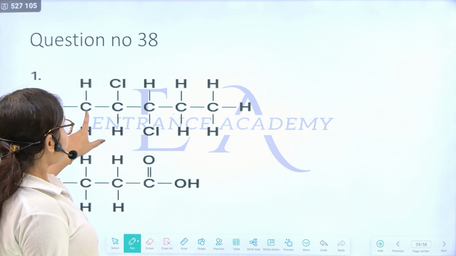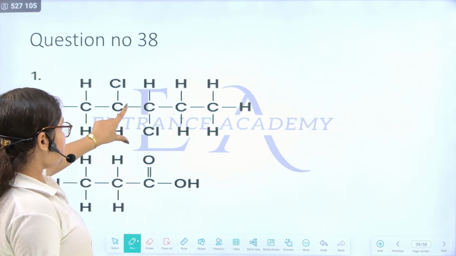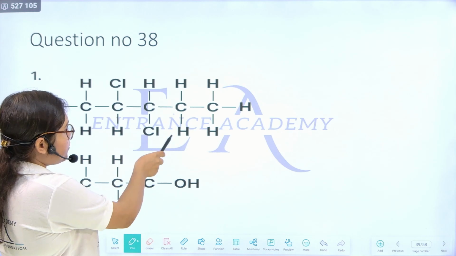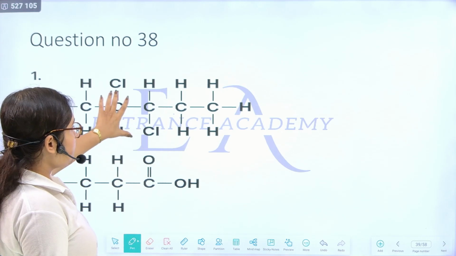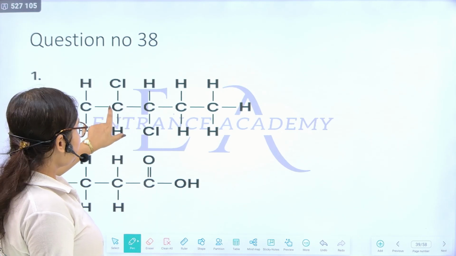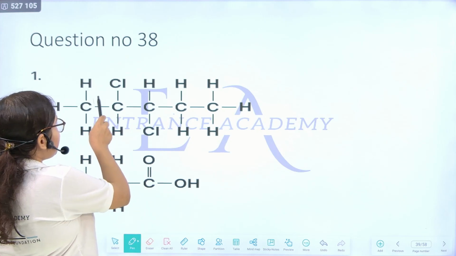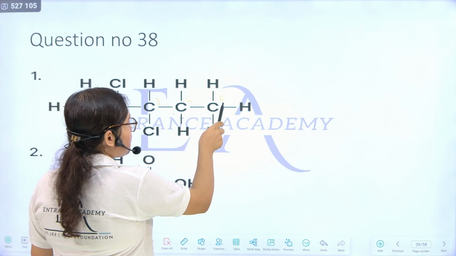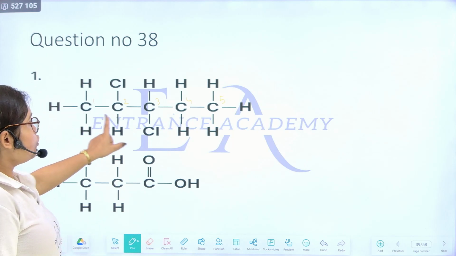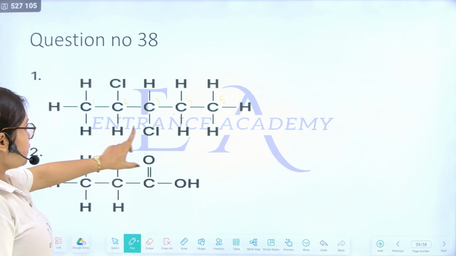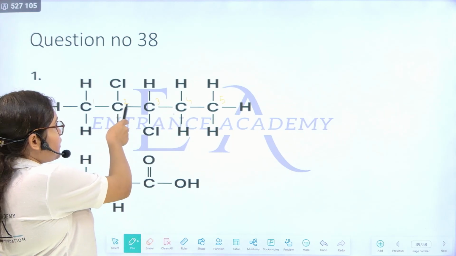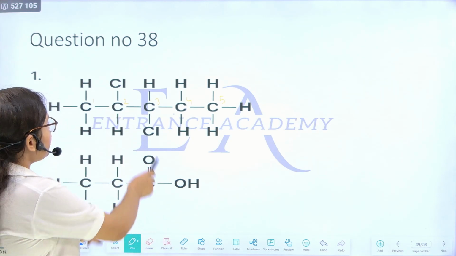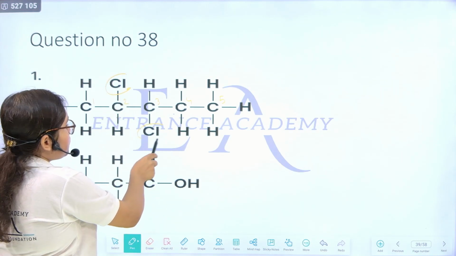IUPAC naming. One chlorine atom is here and another one is here, so there is no functional group, only chlorine atoms. If this is 1, 2, 3, 4, 5, then the root word is pent. Then chlorine is at the second and third positions, so 2, 3.